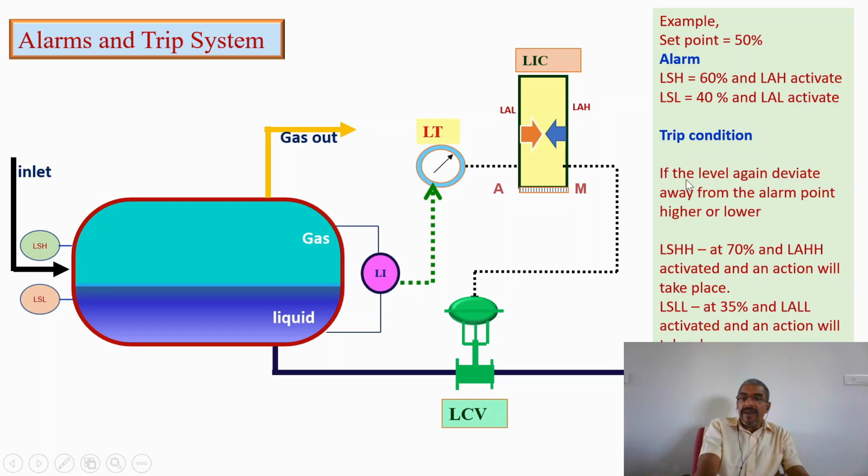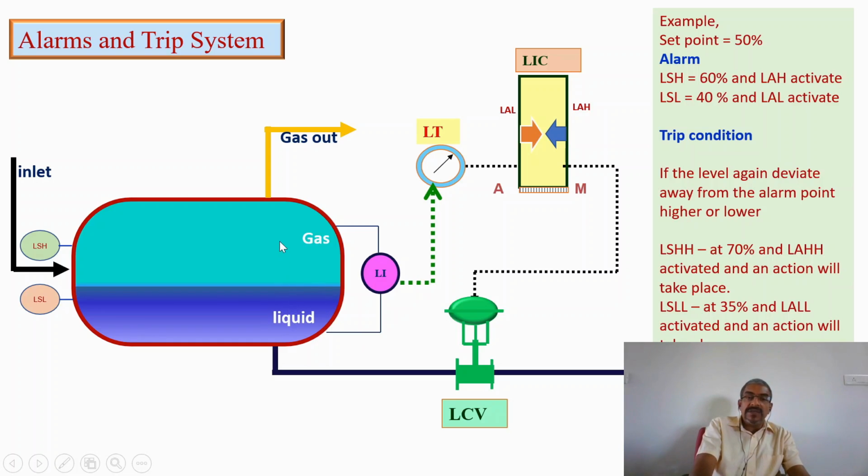Trip condition: if the level again deviates away from the alarm point, higher or lower. What is higher? If the level is not maintained, the control valve is fully open now, or fully closed, but still the level is increasing due to various reasons. Forget about the reasons now. So again, the level is increasing up to 70 percent. So what will happen if the level is increasing in such a way?